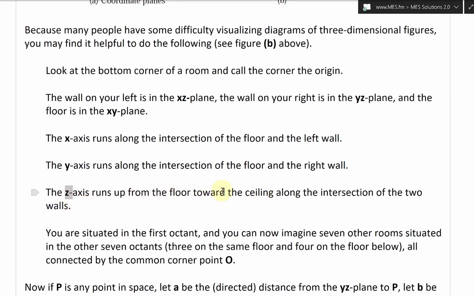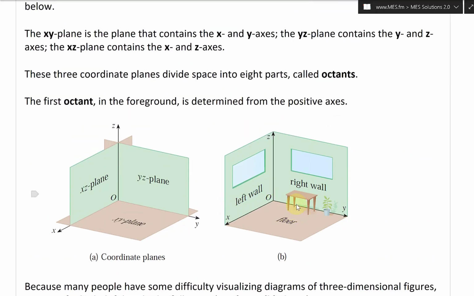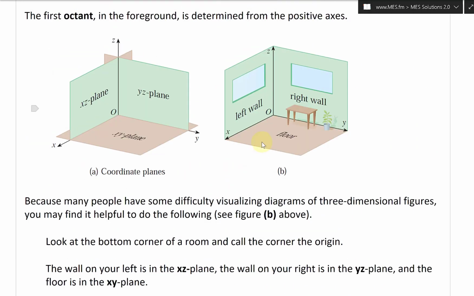Oops, actually, that's the z-axis. It runs up from the floor toward the ceiling along the intersection of the two walls. The y-axis runs along the intersection of the floor and the right wall. So there's the y-axis, on the floor and right wall. The z-axis is in between the left and right walls and goes up like that, along the intersection of the two walls. And you are situated in the first octant, inside this room right here.